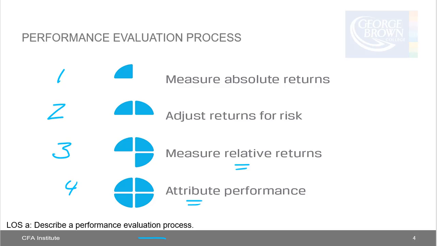And finally, in terms of attributing performance, if it's active management, you want to determine how much of the performance is the result of selection of asset classes, sectors, individual securities, and currencies. So breaking that 2% down into further measures, that's how you attribute the performance.